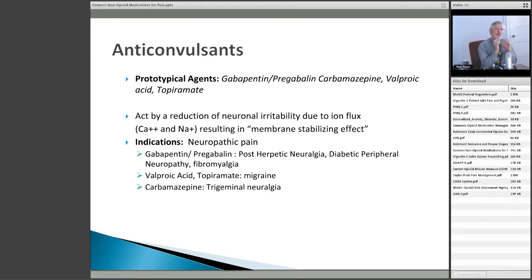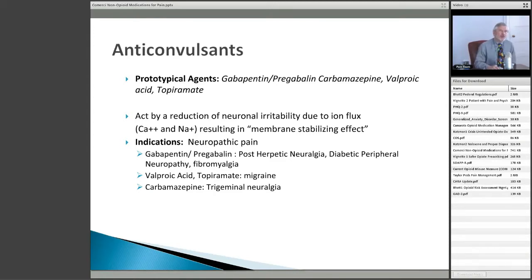So that was a whirlwind tour through the true analgesics. I haven't talked about triptans and I haven't talked about steroids, but they're also true analgesics. Let's talk about our next major group, which are anticonvulsants. Now, generally, anticonvulsants are used for neuropathic pain. They have very little use in nociceptive pain, so neuropathic pain generally.